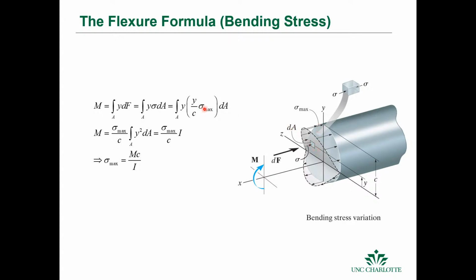And we already found that the stress is linearly proportional to the max stress, so we can substitute y over c times sigma max for sigma, and that allows us to introduce this max distance from the neutral axis. So then we can find that our max stress is equal to our applied moment times the distance to the outermost surface divided by the moment of inertia.